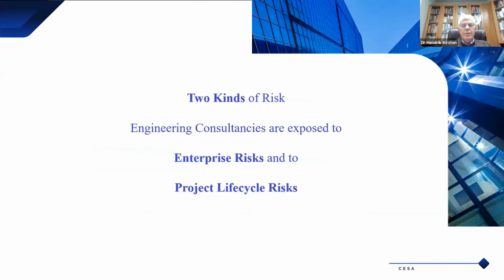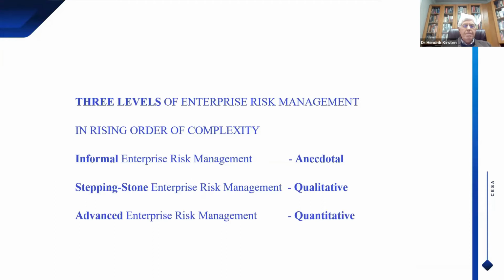2 kinds of risks. Engineering consultancies are exposed to enterprise risks and to project lifecycle risks. Enterprise risks are those that affect your business and the operation of the business, and obviously project lifecycle risks are the ones that are related to the project that you deliver. 3 levels of enterprise risk management are, in rising order of complexity, informal, stepping stone, and advanced enterprise risk management. And note that it rises in order of complexity from anecdotal to qualitative to quantitative evaluations.